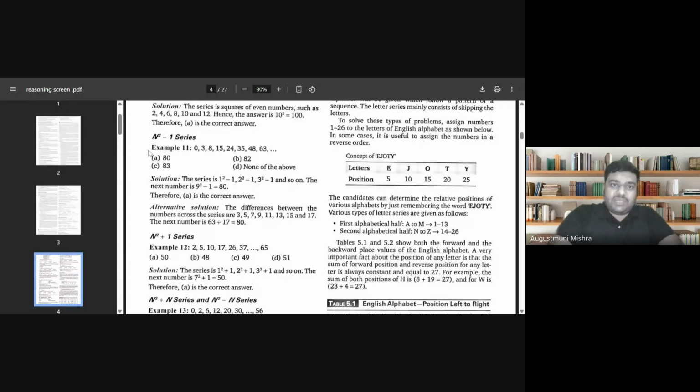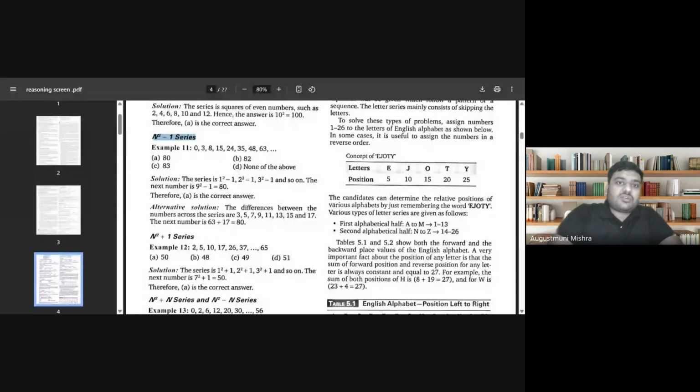Now we'll move to example number 11, where you have to follow n to the power 2 minus 1, like 0, 3, 8, 15. The pattern is already given by the example only, so here we do not have to add something. If you take 1 square minus 1, that will be 0. Then 2 square minus 1, which is 4 minus 1, will be 3. Then 9 minus 1 will be 8. Similarly we have to follow.